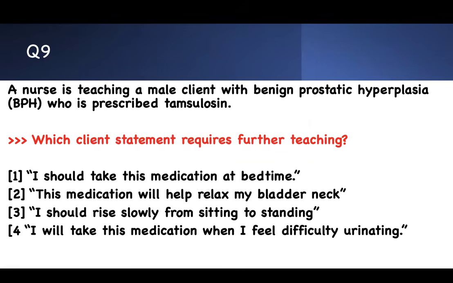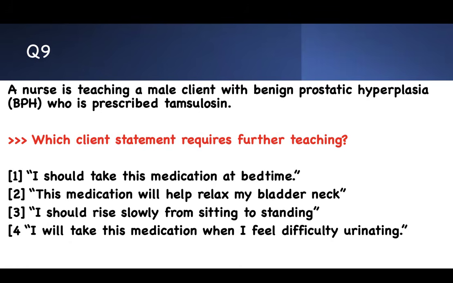2 more. And then she's teaching a male client with benign prostatic hyperplasia, BPH, who is prescribed Tamsulosin. Used for what? BPH. That means it has to open the bladder. It has to open the prostate and allow the muscle to relax, to allow fluid to flow through.